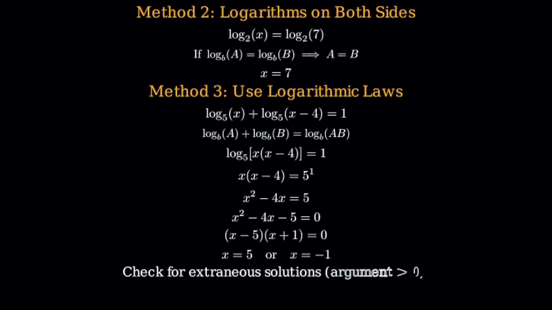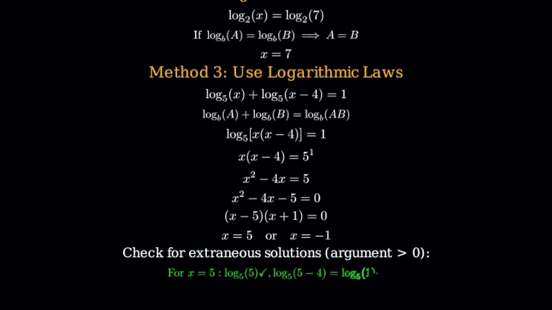However, we must check for extraneous solutions. The argument of a logarithm must always be positive. Let's check x equals 5. Log base 5 of 5 is defined, and log base 5 of (5 minus 4), which is log base 5 of 1, is also defined. So, x equals 5 is a valid solution.